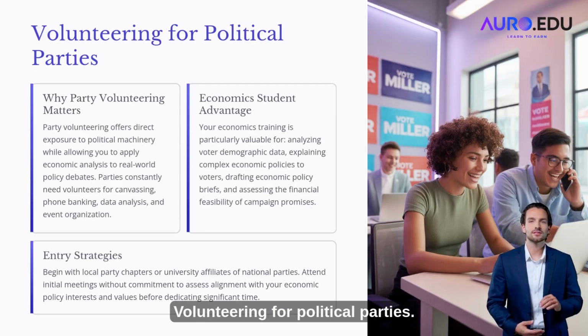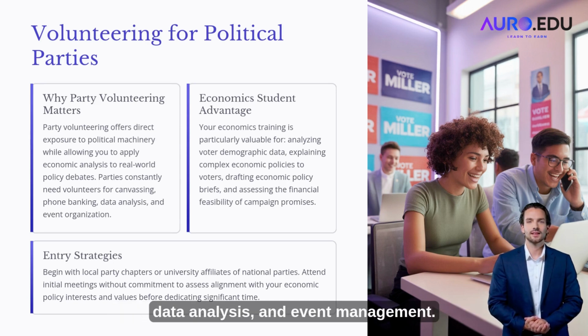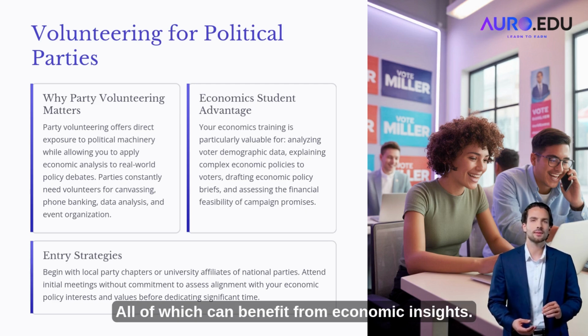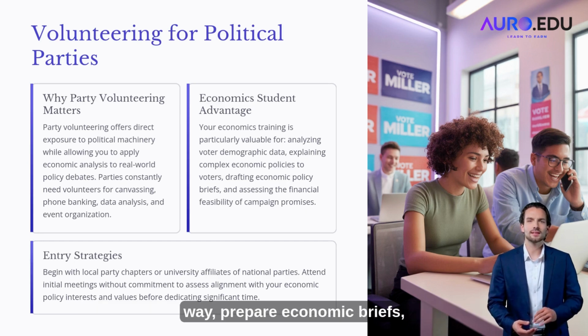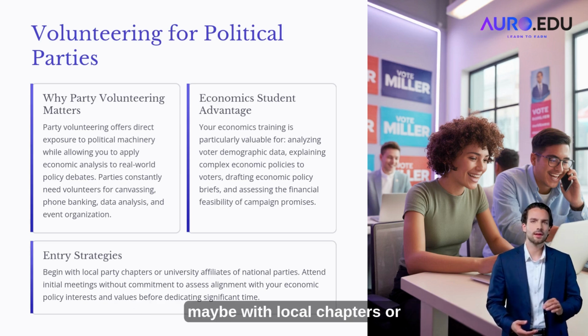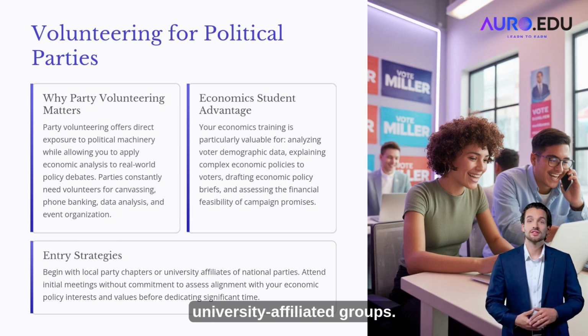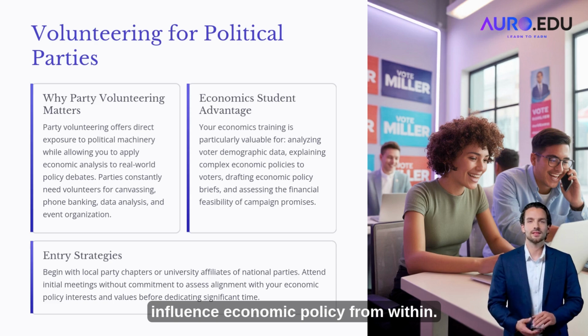Volunteering for political parties. Volunteering gives you direct exposure to political machinery. Parties need help in areas like canvassing, data analysis, and event management, all of which can benefit from economic insights. Your training lets you explain policies to voters in a clear way, prepare economic briefs, and assess the financial feasibility of promises. Start small, maybe with local chapters or university-affiliated groups. This step builds your network and lets you influence economic policy from within.